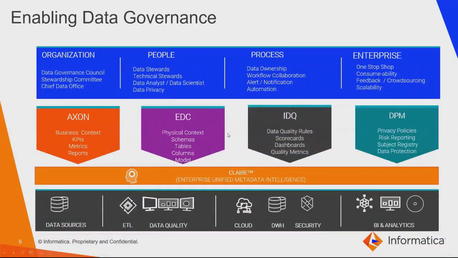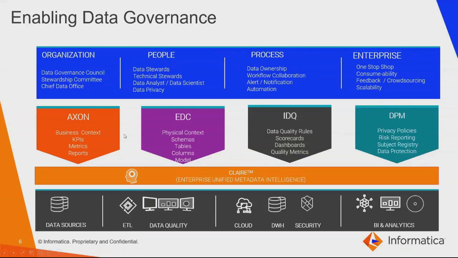How to enable data governance? The key building block from the organization side is having a data governance council, a stewardship committee, and a chief data office. From the people perspective, data stewards play a key role along with data analysts, data privacy analysts, etc. From the process perspective, there will be data ownership and accountability along with workflow collaboration and automation. And from the enterprise perspective, this program will become a one-stop shop for the data, and it will help in crowdsourcing and getting feedback for process improvement.